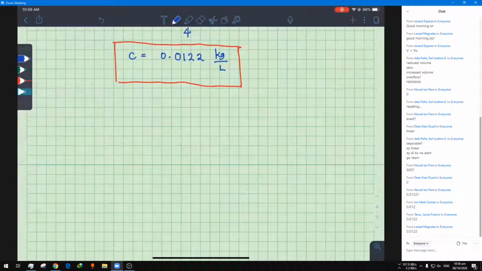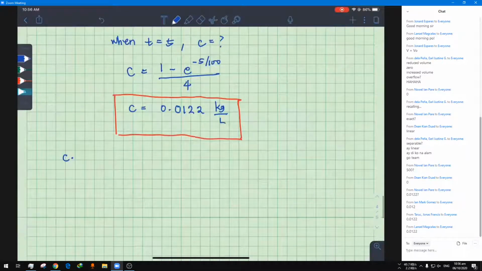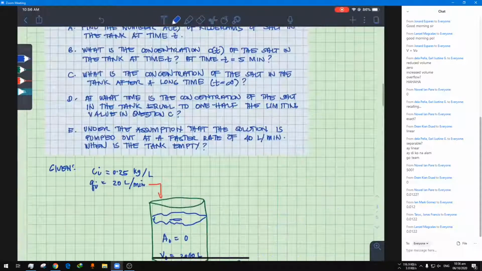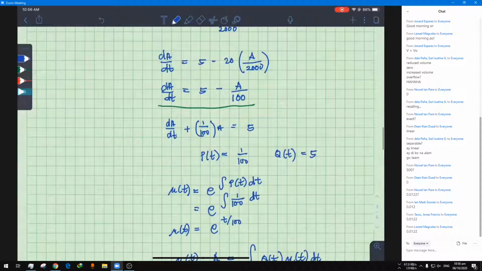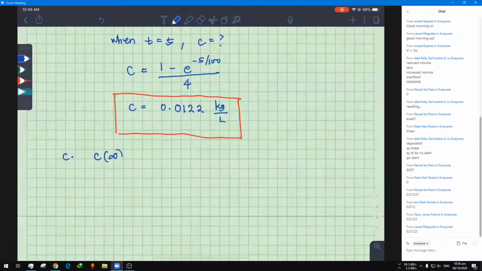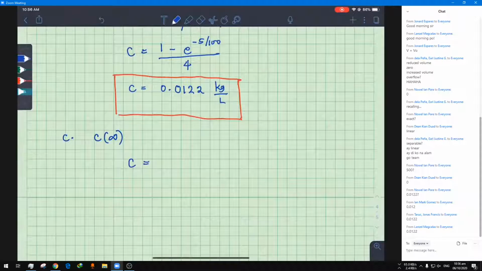So let's have letter C. So going back to our problem, letter C: what is the concentration of the salt in the tank after a long time? So that is when t is infinity. So when t is infinity, what would be the concentration? C then would be equal to 1 minus e raised to negative infinity over 100, divided by 4. What is C?